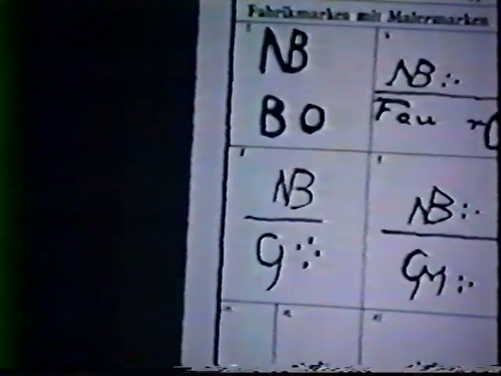Now we'll see some more factory marks. Oh no, that's the wrong one. Okay, that's the right one. That's Künnersberg, like we have seen it on the sign. Then there is KB.